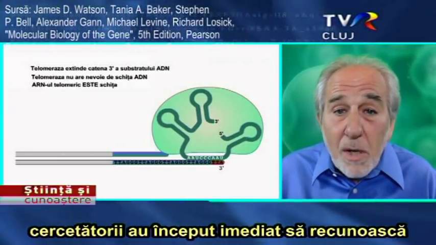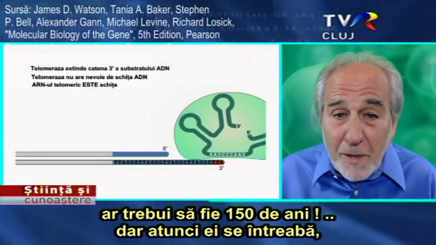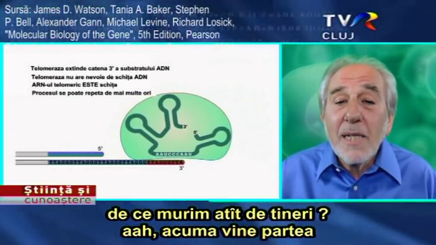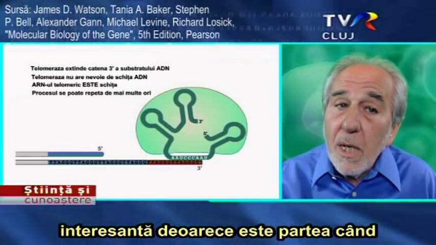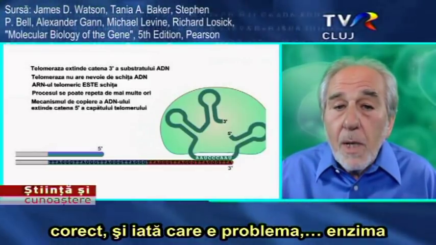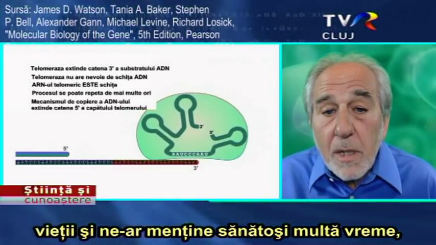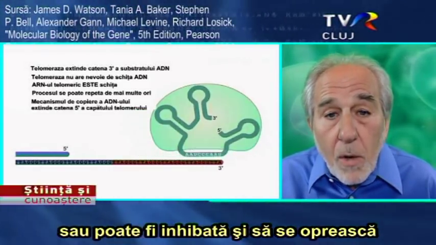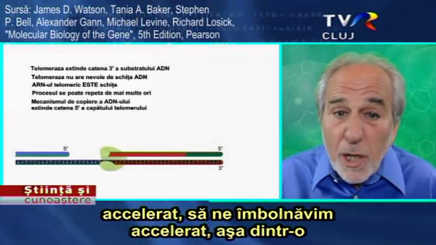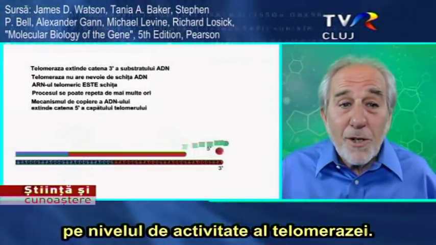So scientists have started to recognize that a minimum age for a human should be 150. And you say, well, why are we dying so young? And that's when the cool part comes in, because this is the part where the enzyme is working or not working. Here's the point. The enzyme can be engaged, which would then increase our life and keep us healthy for a lot longer. Or you can inhibit the enzyme and stop it from working, which means we age faster and get sick faster. So all of a sudden it says our life is really based on how much activity we can get out of telomerase.